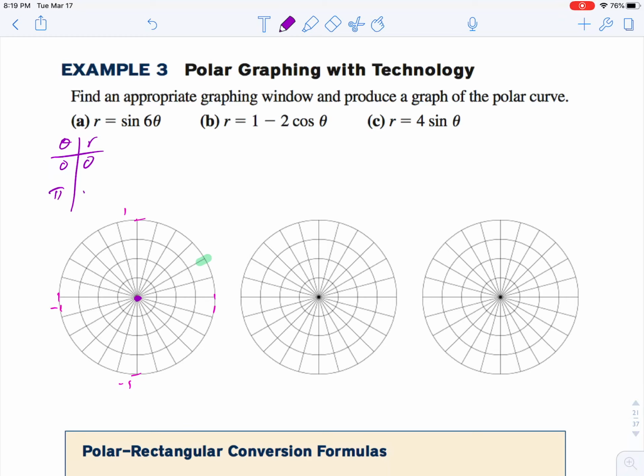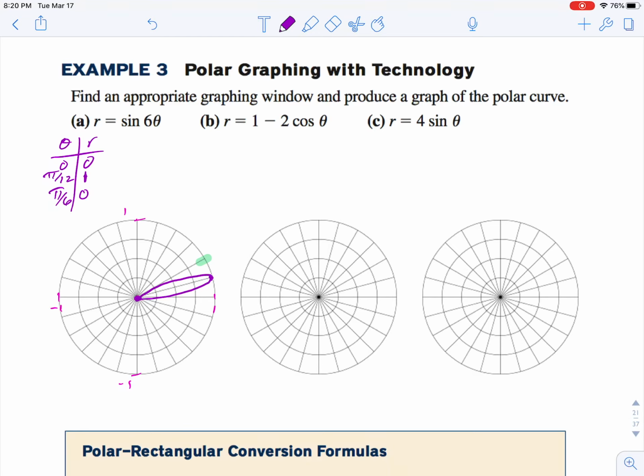Then when I get to theta equals pi, I get sine of 6 pi, which is then 0. So when theta equals pi over 6, I get sine of pi, which is 0. So then actually I want to go to maybe pi over 12 and see what happens there. At pi over 12, I get sine of pi over 2, which is then 1. So what actually happens is we go out to 1 and then we come back to 0.